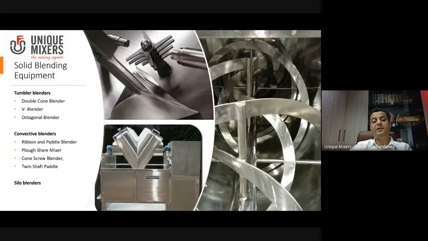So a plowshare mixer or a twin shaft paddle mixer, you are using the twin shaft paddle mixer in your plant. And so these work on the principle of convection, and they also work on the principle of fluidization. And then there is something called silo blenders. These are blenders which are used for large volumes. I doubted whether these blenders are being used in your industry, but again, where the volumes are large, silo blenders are commonly used. So tumbler blenders or gravity blenders, convective blenders, blenders working on the principle of fluidization, and silo blenders.